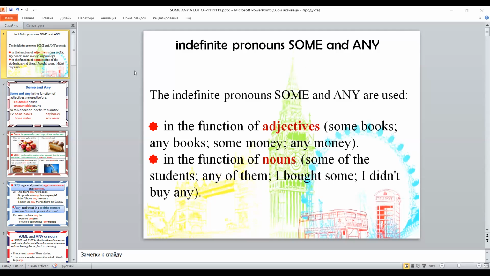So now we are going to talk about indefinite pronouns some and any. The indefinite pronouns some and any are used in the function of adjectives. For example, some books, any books, some money, any money. In the function of nouns, some of the students, any of them, I bought some, I didn't buy any.